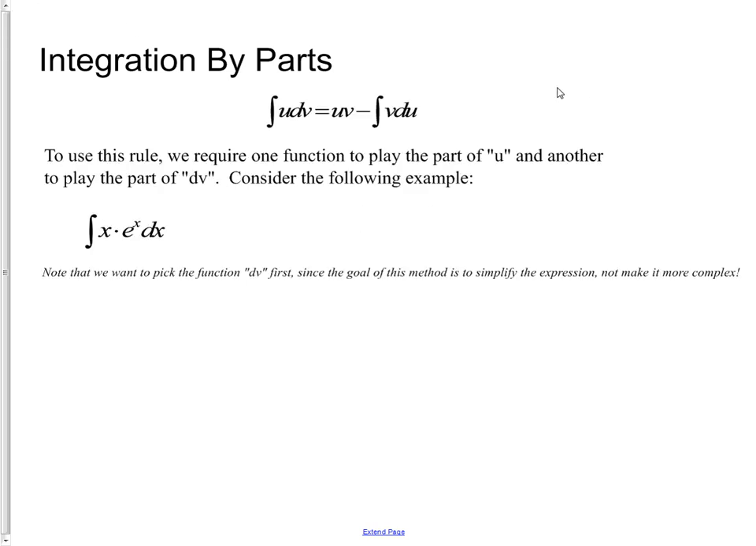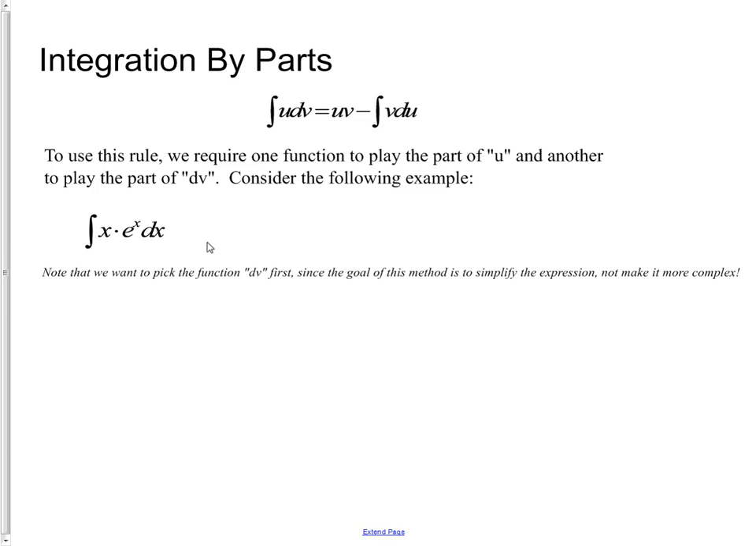So let's consider one function that we can use with this. Here it is. We've got this product, the integral of x times e to the x dx. It would seem like a simple function, but so far we have not developed any rule that would allow us to handle something like this. So what we have to do is play this game. We have to require one part of the function to play u and another part of the function to play dv.